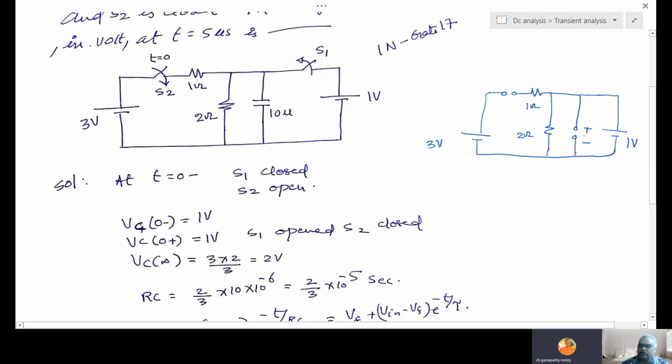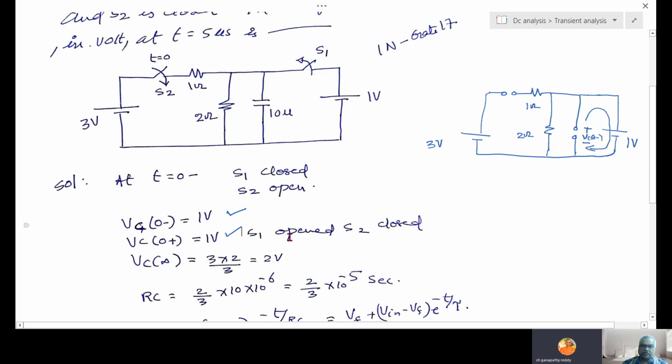So 3 volts, 1 ohm, 2 ohm, 1 volt. This voltage is VC(0−). So what is VC(0−)? Straight away 1 volt only, no? Started positive, go to negative. How much do you get? 1 volt. So VC(0−) is 1 volt, VC(0+) also 1 volt.